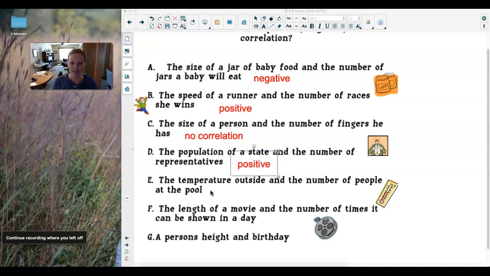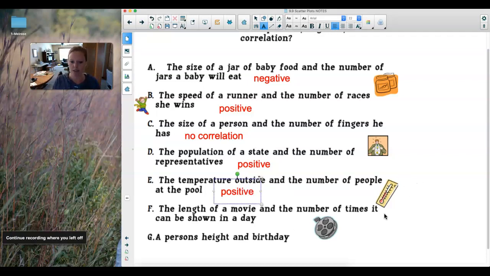All right, let's look at letter E, the temperature outside and the number of people at the pool. So think about this one. As the temperature outside increases, it gets warmer and warmer and warmer. What do you think is happening to the number of people that go to a pool? Well, my guess is that you're probably going to get more and more people there because it's warmer out, more people will go. And if it's colder out, the temperature goes down, less people are going to be there. So both thumbs are going in the same direction. And if they're both going in the same direction, that is a positive correlation.